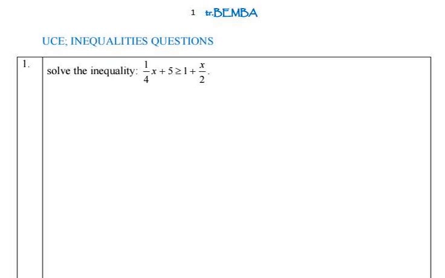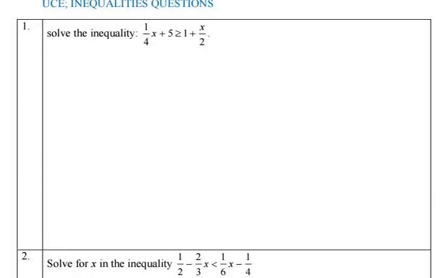And then it says solve the inequality, and then the inequality is here, greater than or equal to this. Whenever we have a question with fractions, you can always first remove the denominators. How? By multiplying through by the LCM. So we have a 4 and a 2 and a 1, so the LCM is 4. So I'll multiply by 4 straight away.